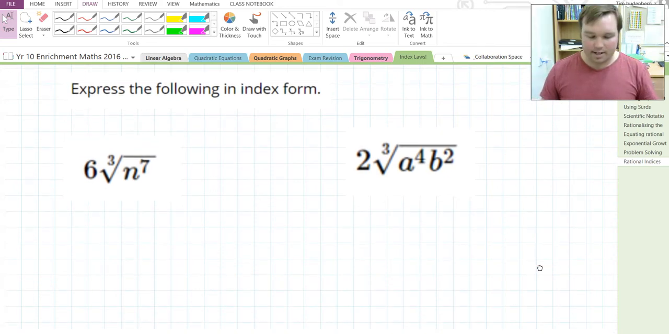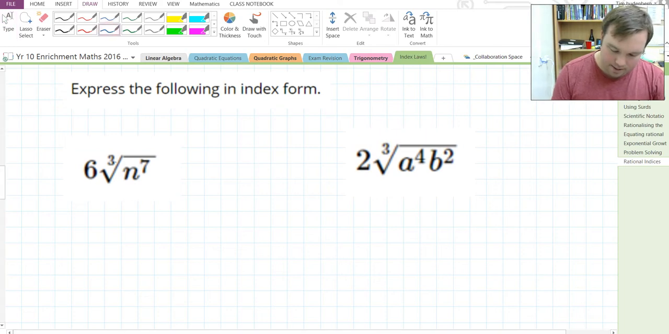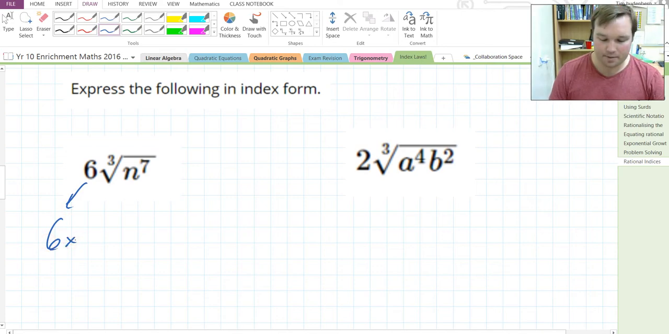Express the following in index form. Generally, it's much easier to work with numbers in index form because our index laws apply, so we try and get that out of surd form into index form. Expressing this in index form, the 6 is just there to confuse us. We'll leave the 6 out the front and remember it's 6 times. Then, we'll remember that this here means really to the power of a third. So this reads as 6 times n to the 7 to the power of a third.